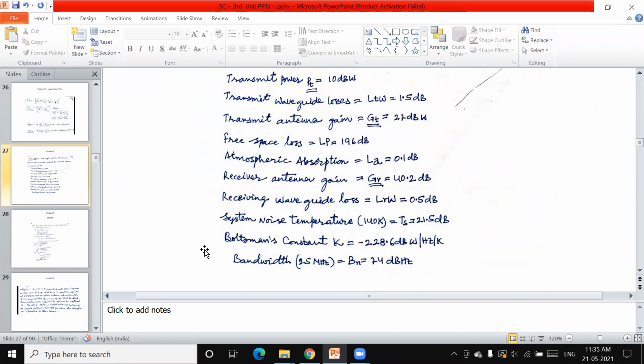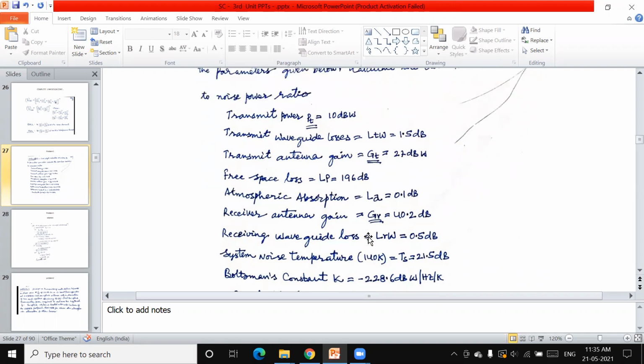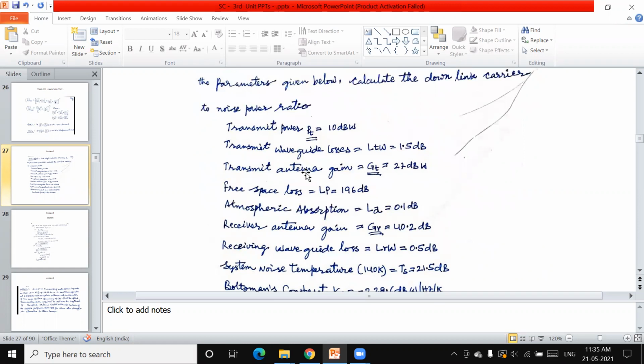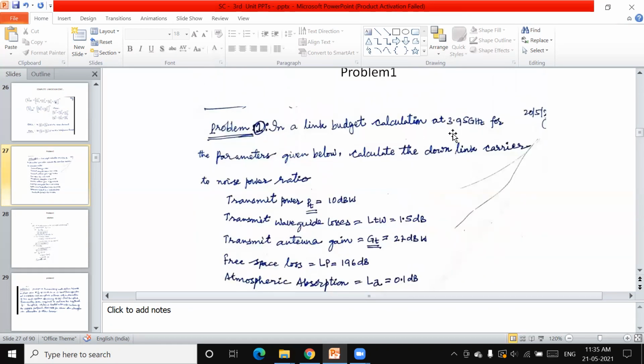So this big table will be given in the problem, and this is the data that has been given. The operating frequency is 3.95 gigahertz, all these details are calculated at this frequency, and you are asked to calculate the downlink carrier to noise power ratio, C by N D, at the downlink. So what do you do here?